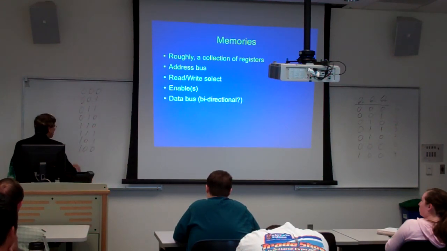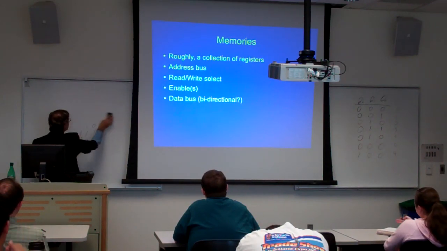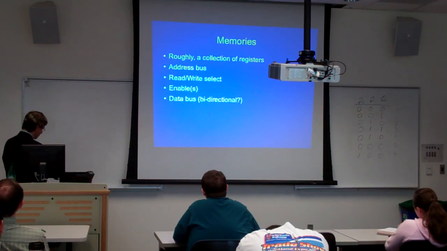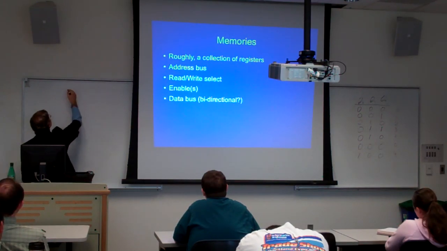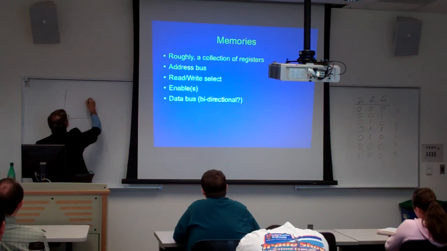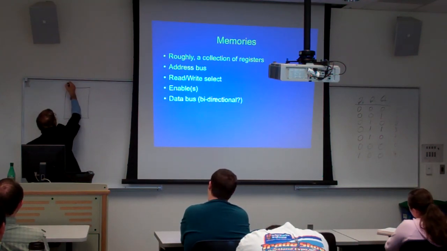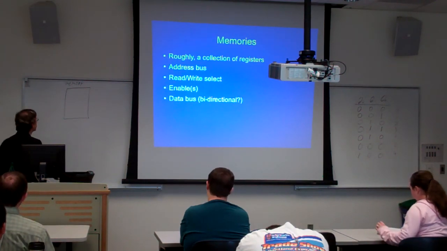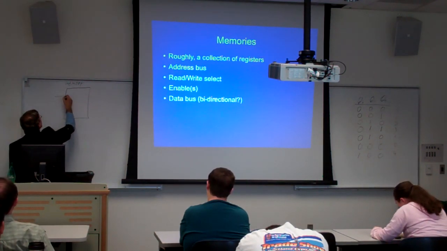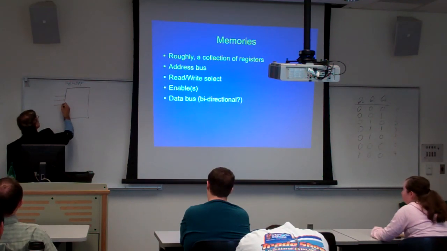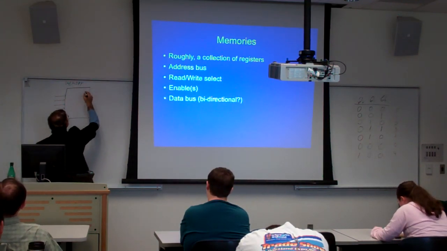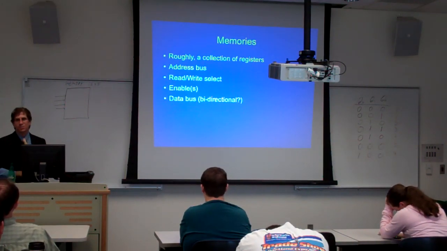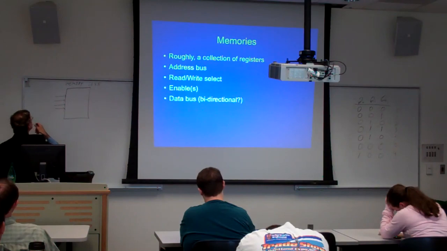Okay, and then a memory is basically just a collection of registers. So it's like a two-dimensional set of flip-flops. And typically, the way memory looks is something like this. You have a series of address lines going in. Okay, so let's make this a 16 by 8 memory, so it holds 128 bits.